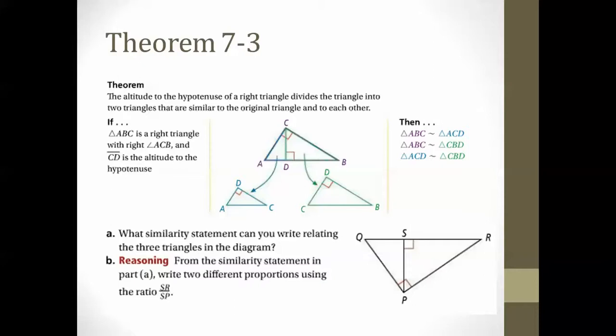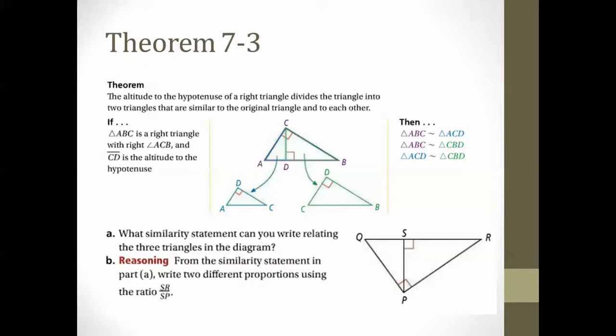Today we're looking at similarity in right triangles. Theorem 7.3 talks about the altitude to the hypotenuse of a right triangle divides the triangle into two triangles that are similar to the original triangle and to each other. So what this altitude does is it really breaks up the right triangle into three triangles: a small triangle, a medium triangle, and a large triangle.